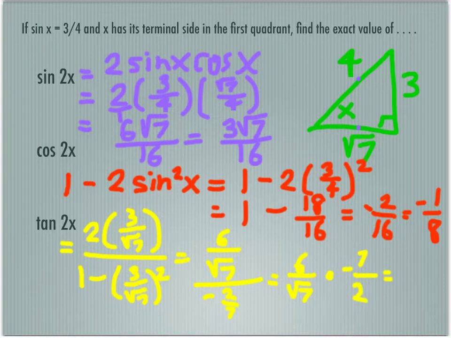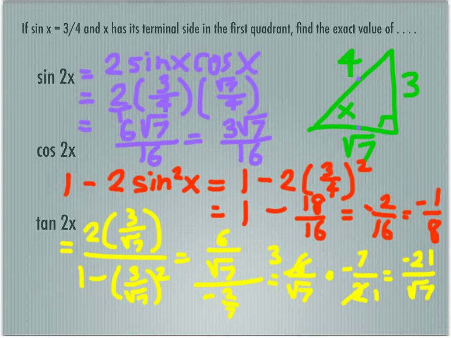And I am going to get some weird value like, my 2's are going to be able to cancel out here a bit. So I'll get a 3 there. So I'll get negative 21 over the square root of 7. Now I can rationalize that a little bit, but I'm going to just leave it as that since I'm kind of out of room here.